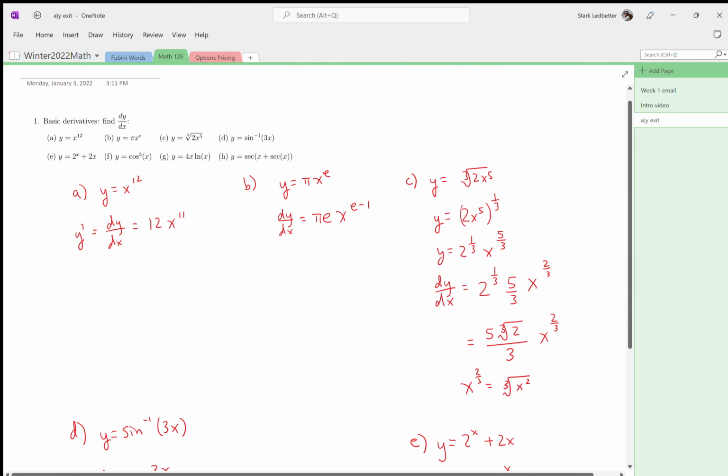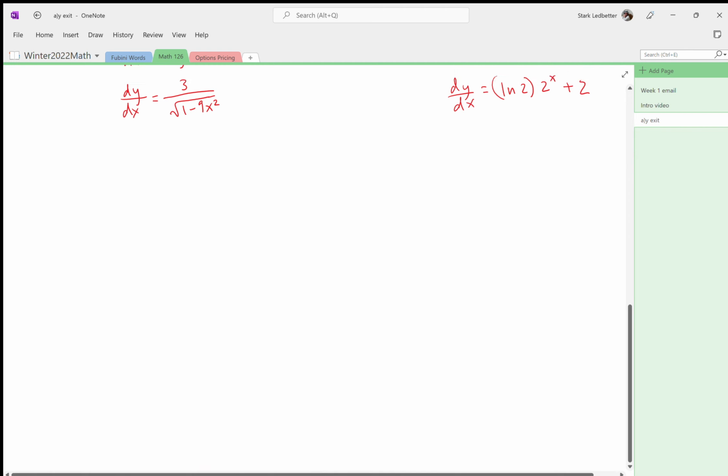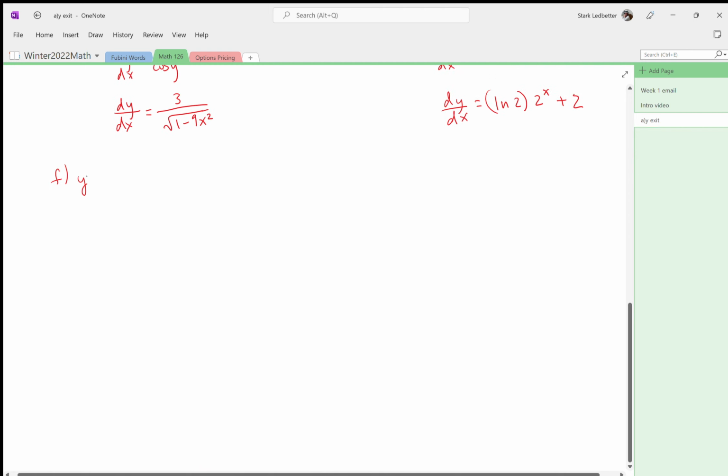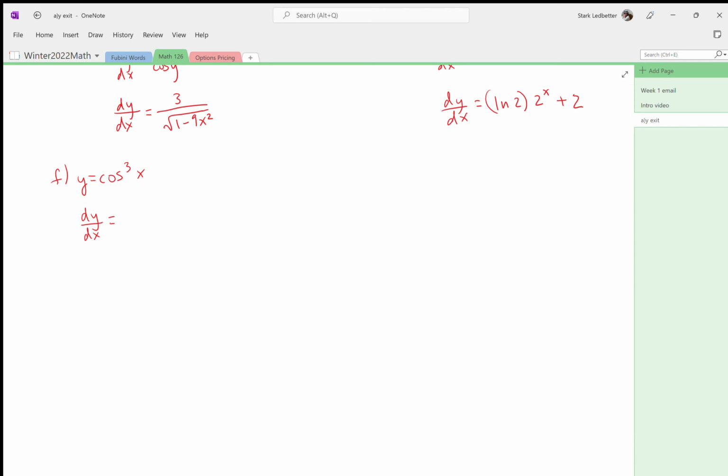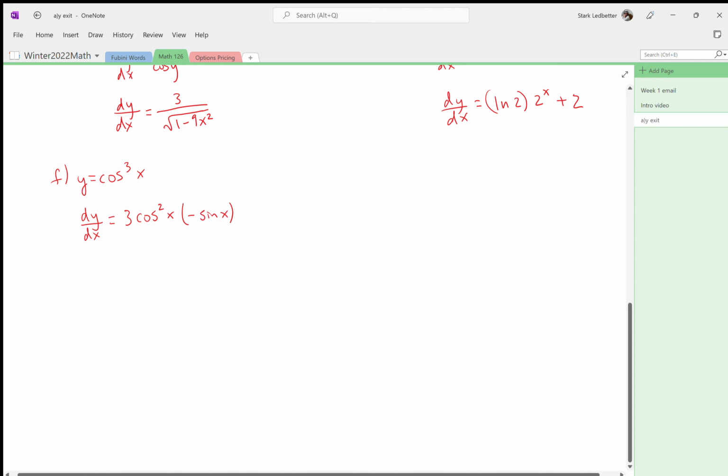Okay, part F, y equals cosine cubed x. The derivative, okay, and if you have those previous derivatives memorized, this is the first time we're using chain rule. So this is like cosine x all cubed, so we're going to take that 3 out in front, we're going to be left with cosine squared x, and then we're going to take derivative of the inside, which is cosine x, so that's negative sine x.